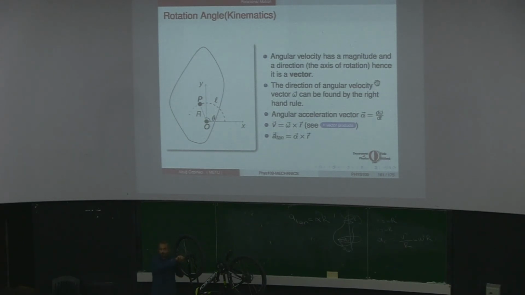If I grab it the other way around, it will be wrong because my fingers are not pointing in the direction of rotation, in the direction that the objects are moving. If my wheel is rotating in this direction, then my fingers go around my rigid body, so my thumb points in this direction. So in this case, the angular velocity points in this direction. We will see what the use of this direction will be.